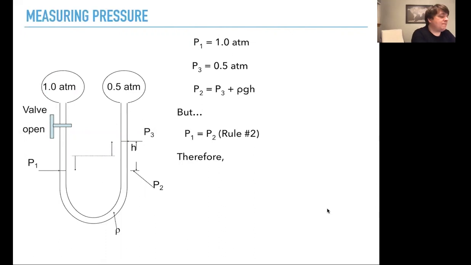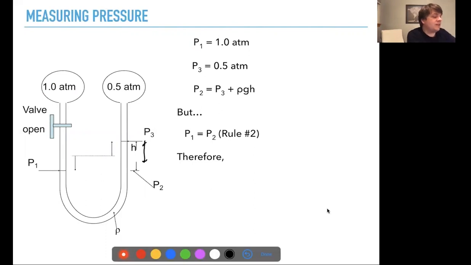The pressure at P2 is going to be the pressure at P3, that's the pressure of the gas, plus the pressure due to the liquid that's above P2. So what's the total force there? It's going to be the gravitational force: the height of the liquid times the gravitational constant times the density of the liquid. If we go through the units, density times acceleration times height has units of pressure.